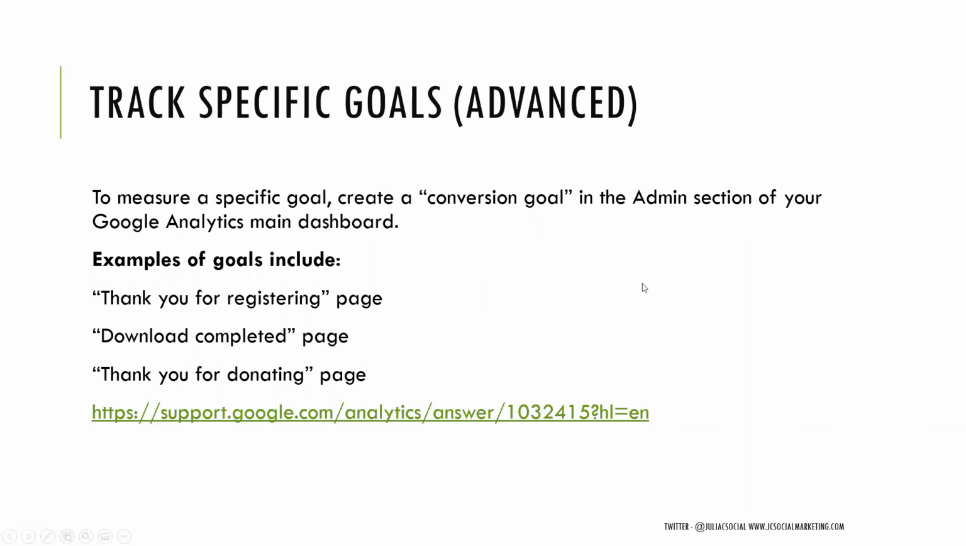And then an advanced tactic, I'm not going to go too much into this, but there is a way that you can actually track if someone came from Facebook and made a donation, and it's called a conversion goal. You can also track if someone came from Facebook or Twitter or Instagram, and if they clicked on a link and then they actually downloaded something, or they signed up, or they registered. So you would set that up in your goal, your conversion goals section in the admin section of Google Analytics.